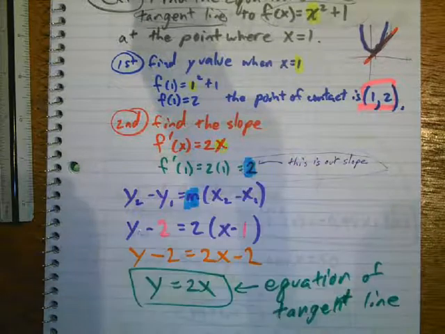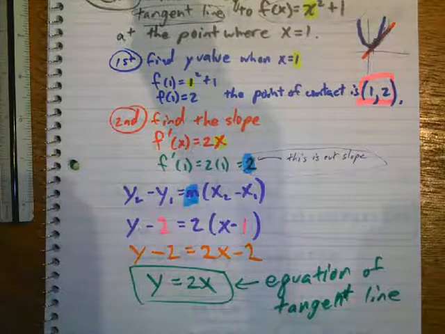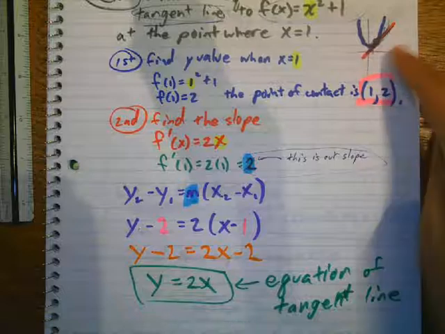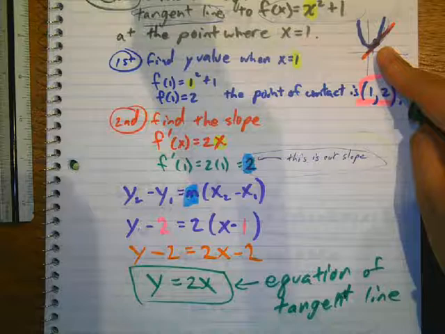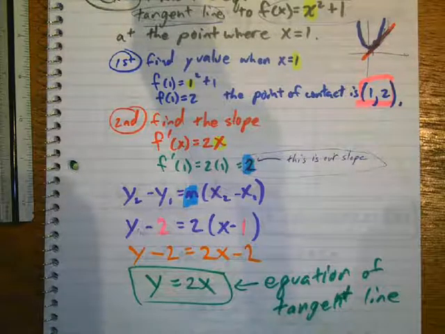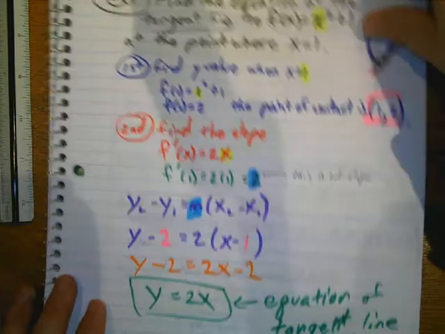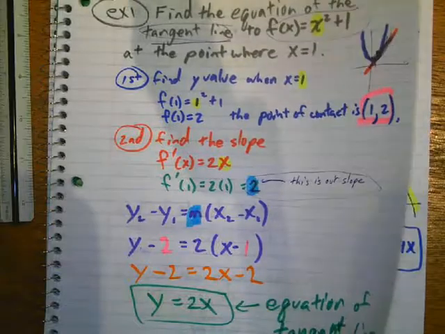Okay, and remember, a tangent line is a straight line that has the slope where it touches the curve here. Okay, now we're going to do a trickier problem that requires the use of the calculator.